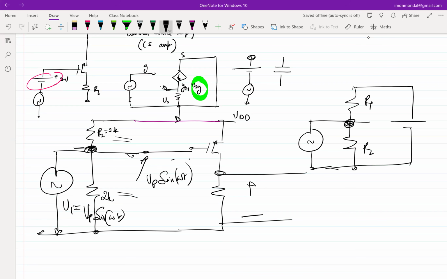So what will be the voltage at this? Got it. Do you understand? No? Okay. So let me draw it like this.